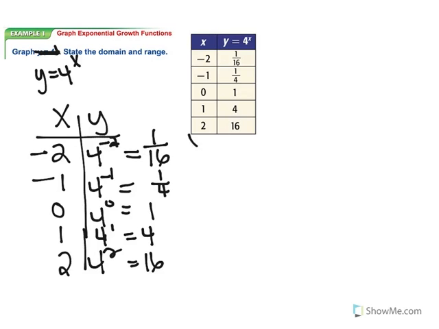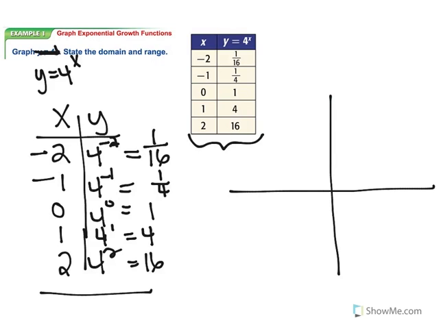So here's a cleaner look at the table, and it's a little bit more organized, but this is how you find it over here. So now we're going to graph our points on a graph. I'm just going to count by ones. So we'll say this is 1 and 2, negative 1, negative 2, and then of course our 0.